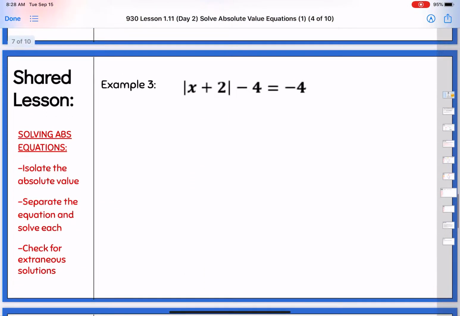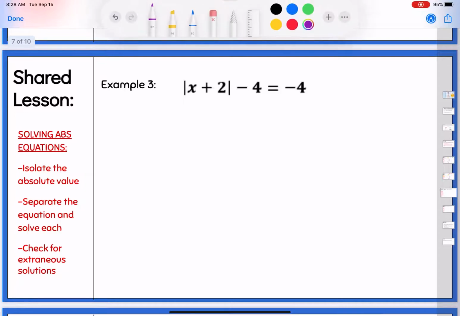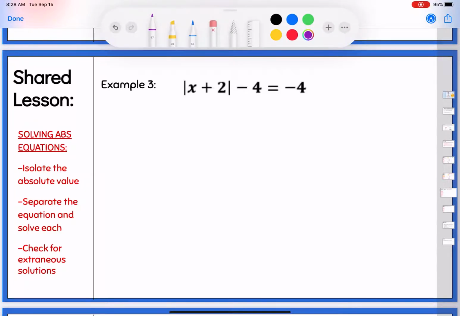Okay, so here's another one also similar to that one, right? I don't know what that distance is supposed to be yet. I have absolute value of x plus 2, minus 4 equals negative 4. So I don't know what the distance is supposed to be until I isolate that absolute value. So my first step needs to be to move the 4. So I'm going to add 4 to both sides. So I get the absolute value of x plus 2 equals, negative 4 plus 4 is 0.